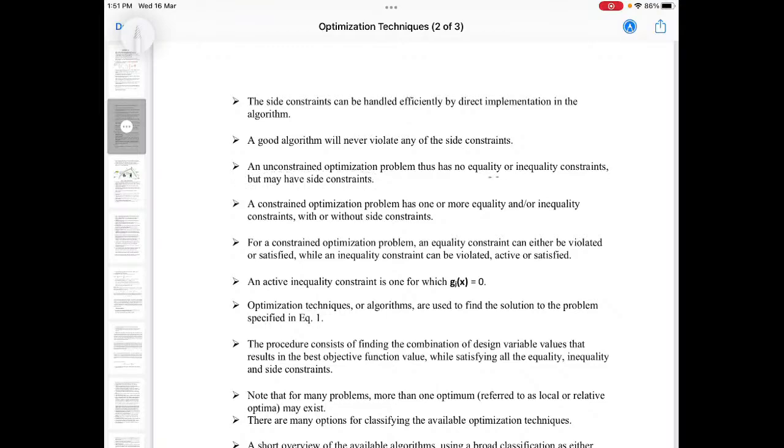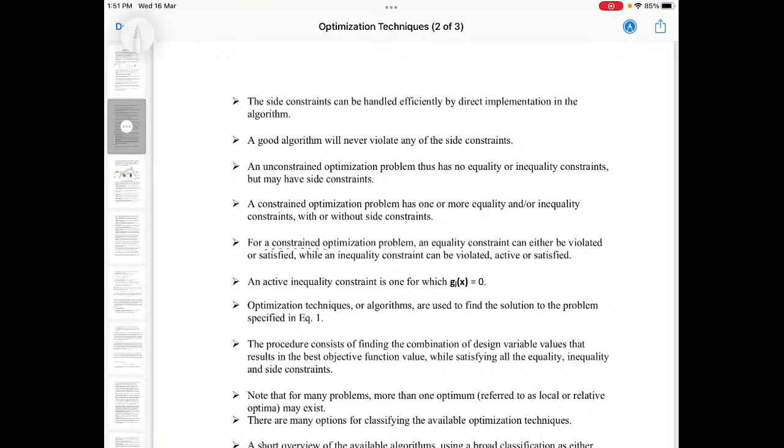So even though there are no equality or inequality constraints, we have side constraints. A constrained optimization problem is one which has one or more equality or inequality constraints with or without side constraints. So it may have side constraints or it may not. Anyway, a constrained optimization problem has one or more equality or inequality constraints.